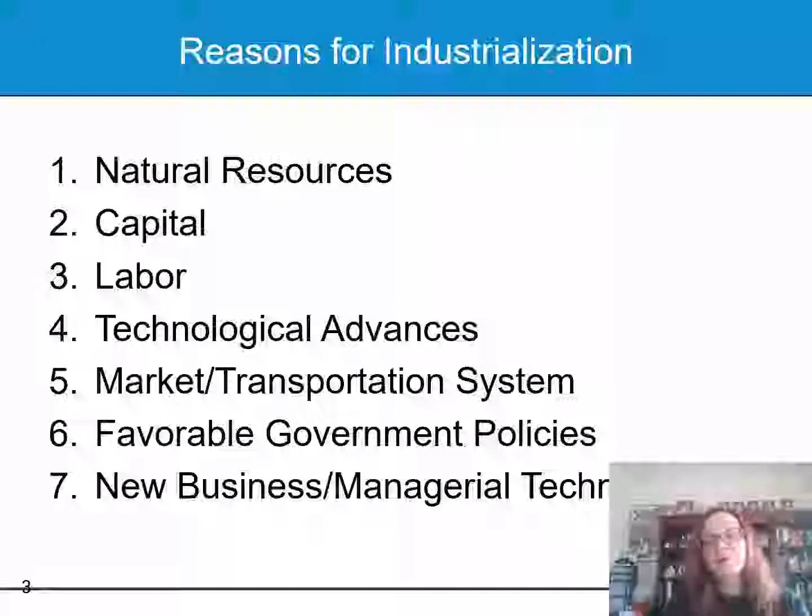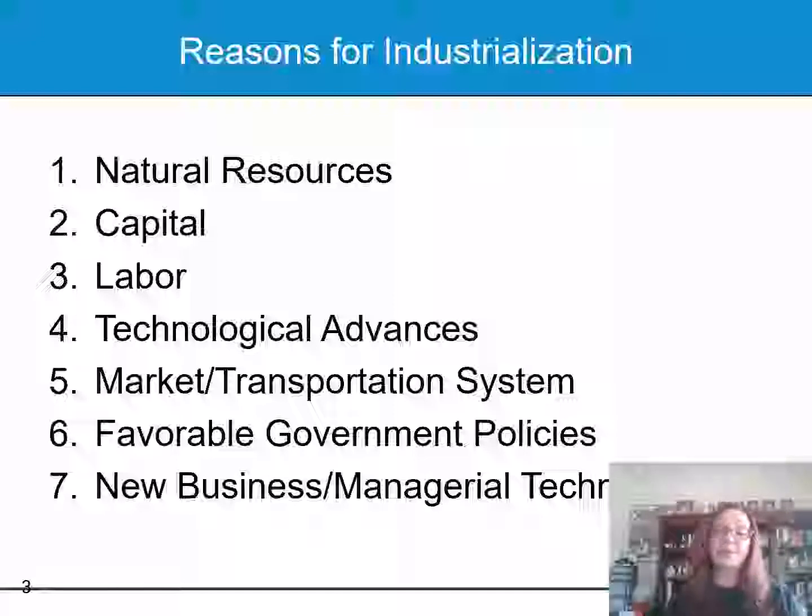A third component for industrialization is labor. Obviously, you need people to work in your factories, and so we are going to have a large amount of labor. Part of this is a result of people moving off of the farms after the Civil War, looking for a different life. Part of it is due to a large influx of immigrants coming to America, mostly from Southern and Eastern Europe, but also from Northern and Western Europe, and even from Asia.